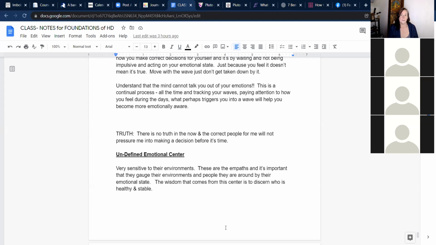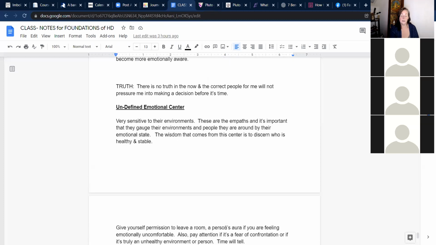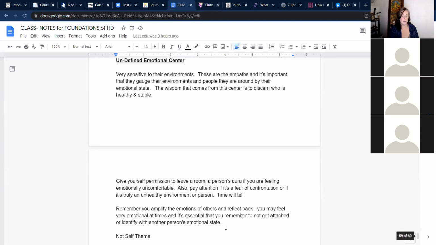So you are here to be a wise guide in who is emotionally safe for you, who's healthy emotionally, who's stable emotionally, what environments are actually healthy for you, and be in those environments. And the ones that are not, you get to choose to leave. I mean, you can stay too, but pay attention to how you feel in those environments, because if it's not healthy, you're going to feel it.